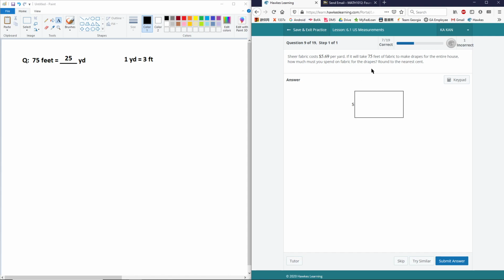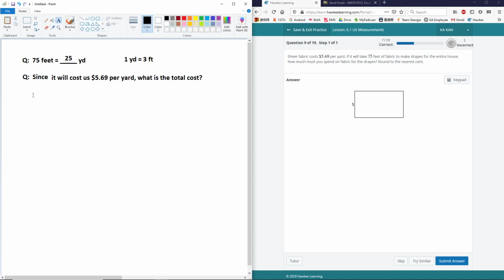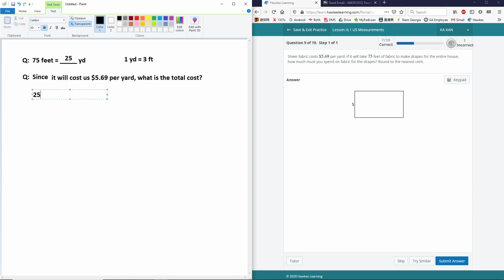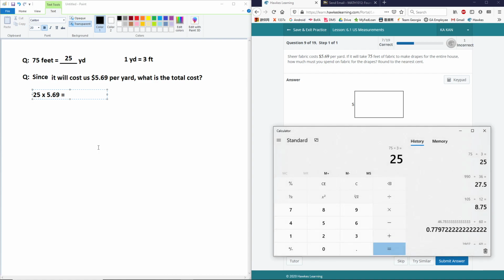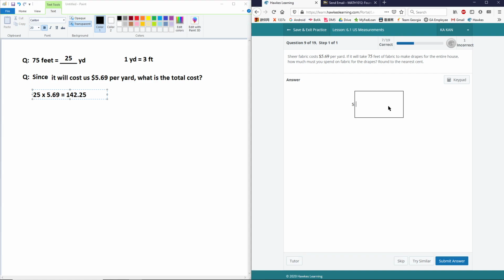So now that we know it's 25 yards, we know the next question: since it will cost us 5.69 per yard, what is the total cost? Well, that's not bad, because we know it's 25 yards, right? So that'll be 25 times 5.69, which is equal to, let's use the calculator again, 25 times 5.69. I got 142.25. So 142.25. That's the answer. Let's hope that's right.